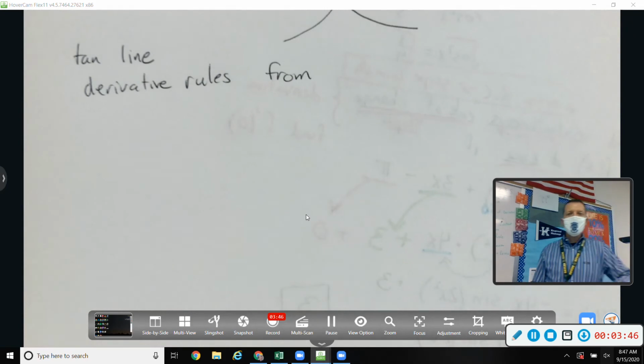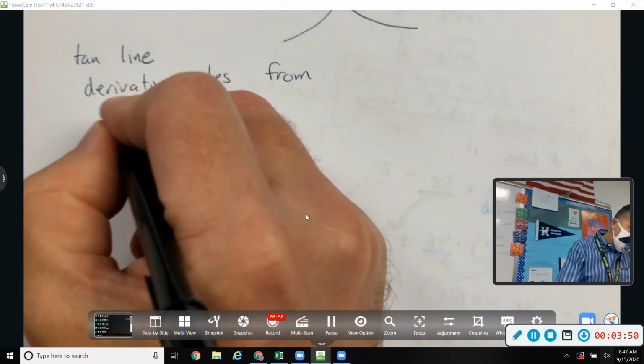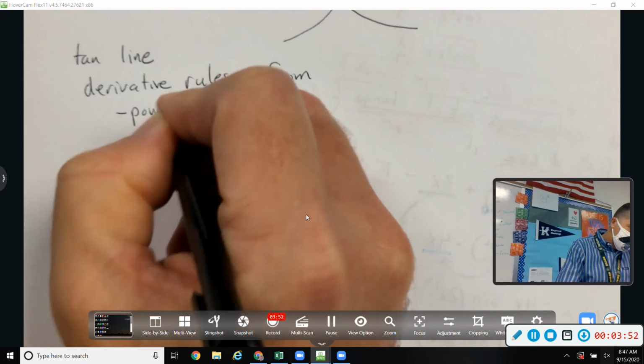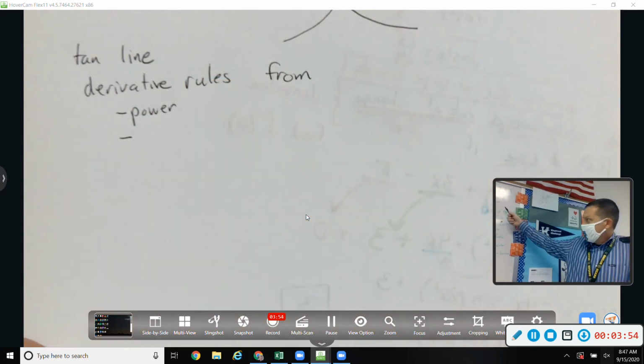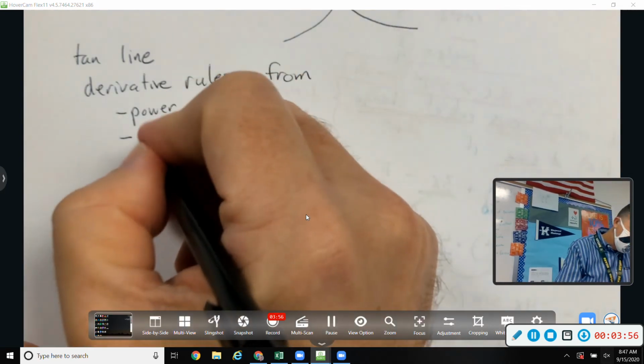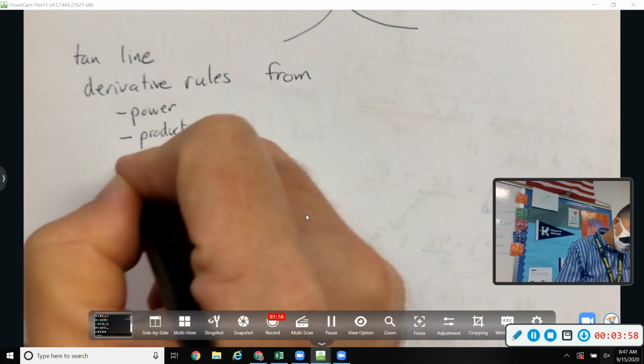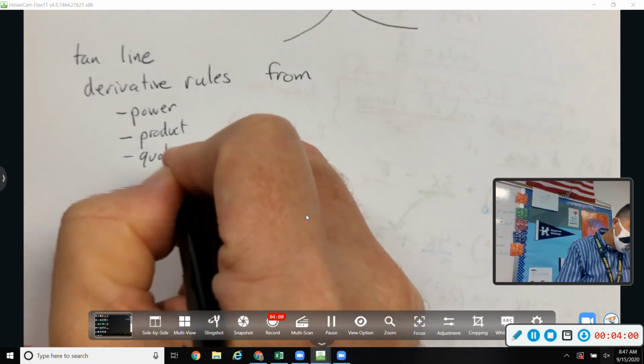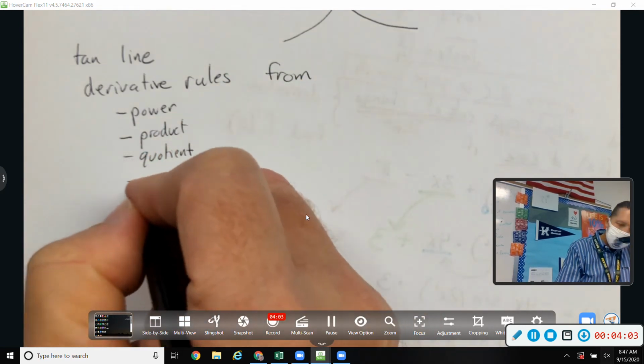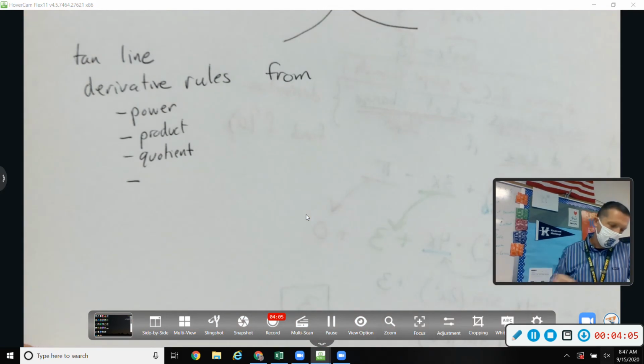This next section summarizes the majority of the test. So the derivative rules, I'm just copying down what we did over here. Power, product, quotient, chain, and trig.